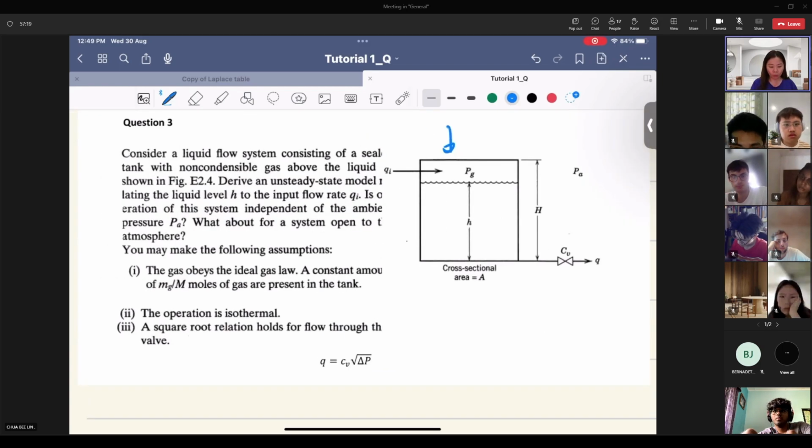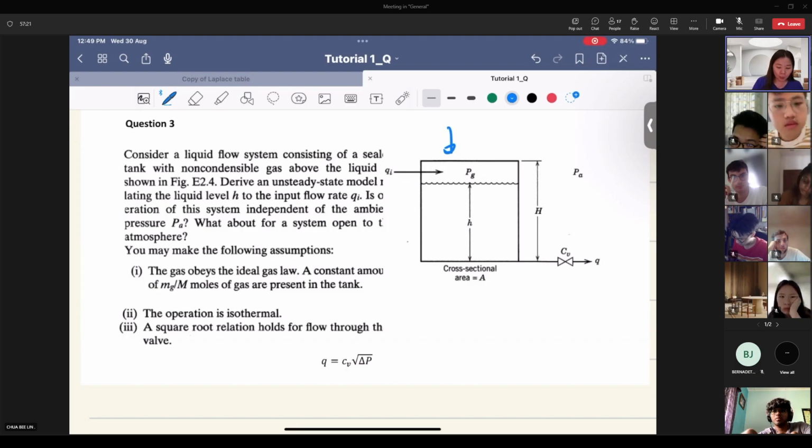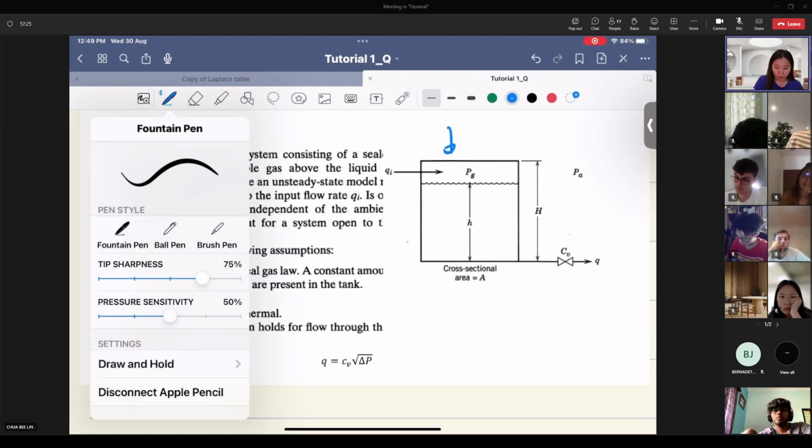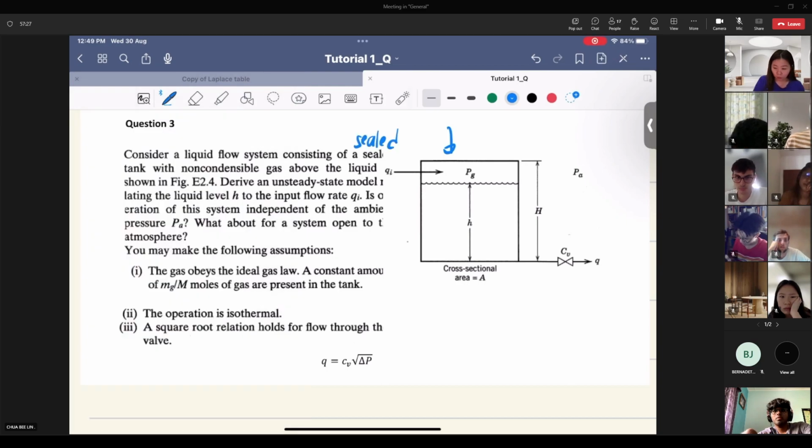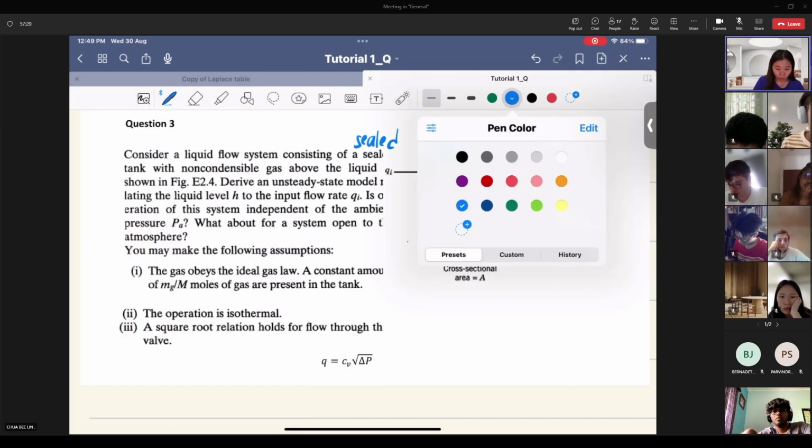So let me read the question. Consider a liquid flow system consisting of a seal.